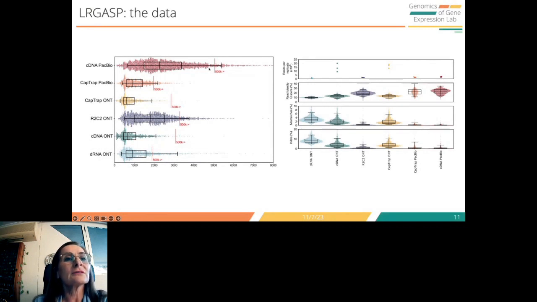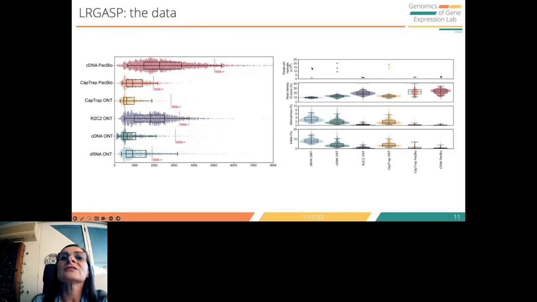So if you have a look at the length distribution of the reads, you can see that there are quite some differences. For example, with PacBio and cDNA, we have the longest reads. Also, reads were long with the nanopore platform, including using the R2C2 library prep. But for example, the direct RNA-seq was shorter reads, and we also had troubles to get long reads or longer reads with CapTrap and cDNA and nanopore. So this is one aspect.